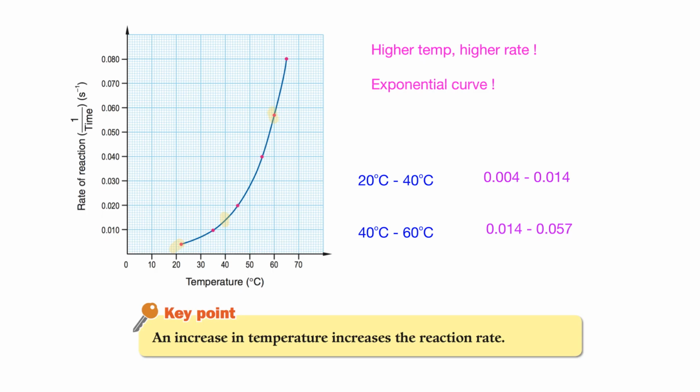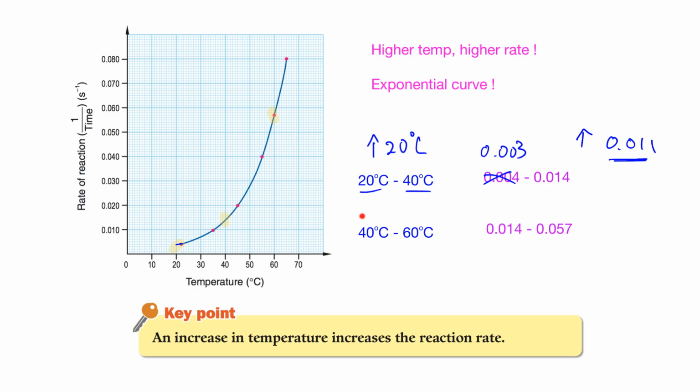So if we extend the graph a little bit, you can find that the rate will be around 0.003. So from 20 to 40, we increase by 20 degrees Celsius, and the rate goes from 0.003 to 0.014. Therefore, in the process, the increase of the rate will be 0.011.